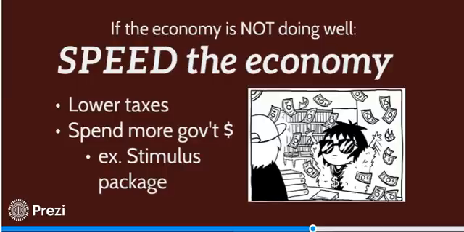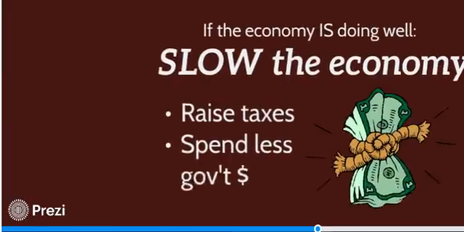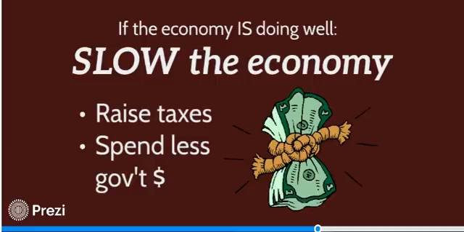The Fed, meanwhile, is going to use loose policy, all right, and Congress is going to work together with them, lower taxes so they have more money in their account to spend, and they're going to spend more government money. So, for example, like a stimulus package. So a few years ago, there was a Cash for Clunkers program after we got into a great recession in 2008. All right, so we're going to speed the economy up. And on the other side of that, if the economy is doing well, we're going to slow it down.